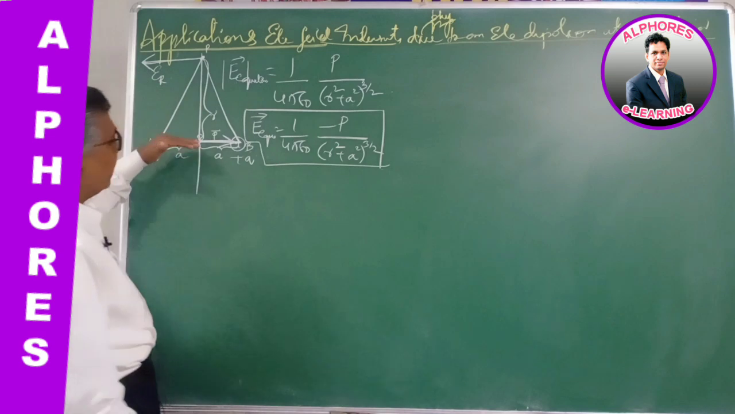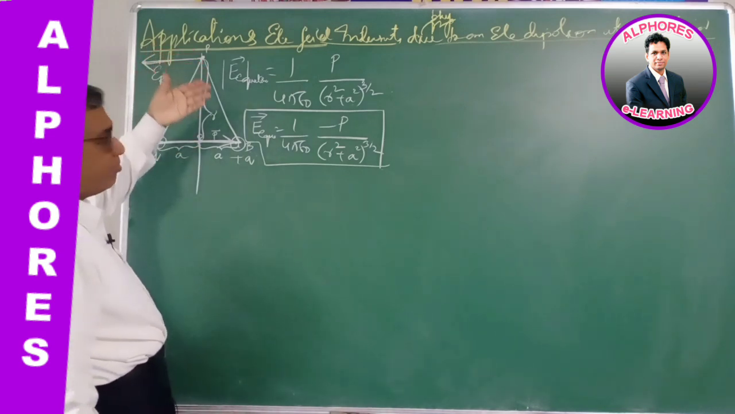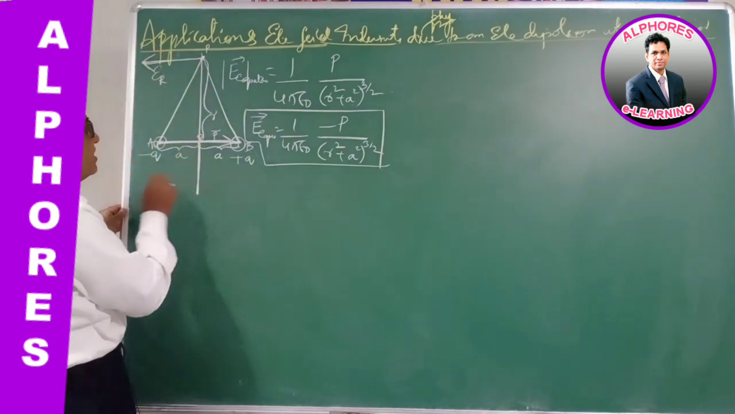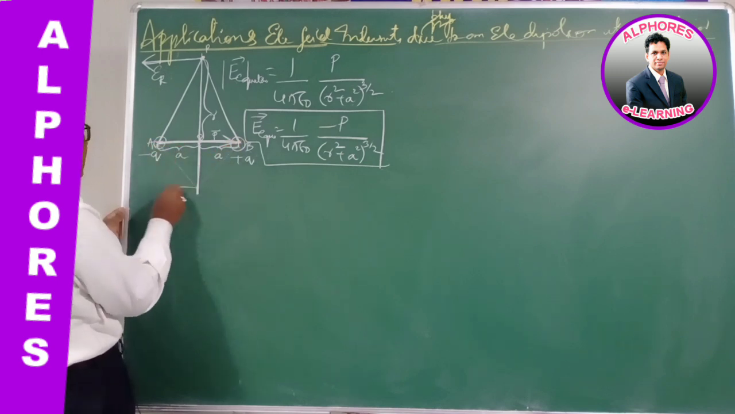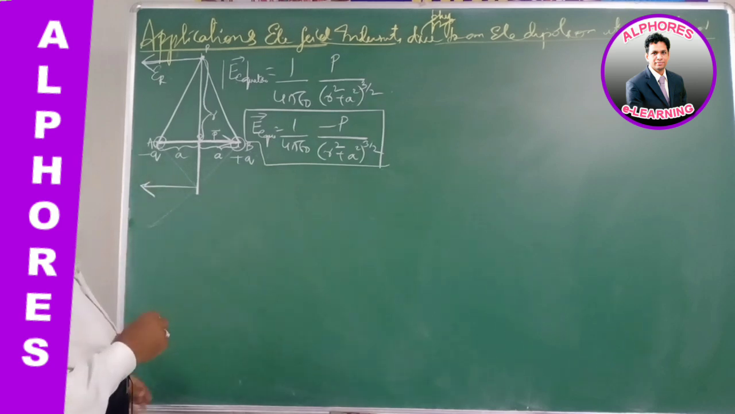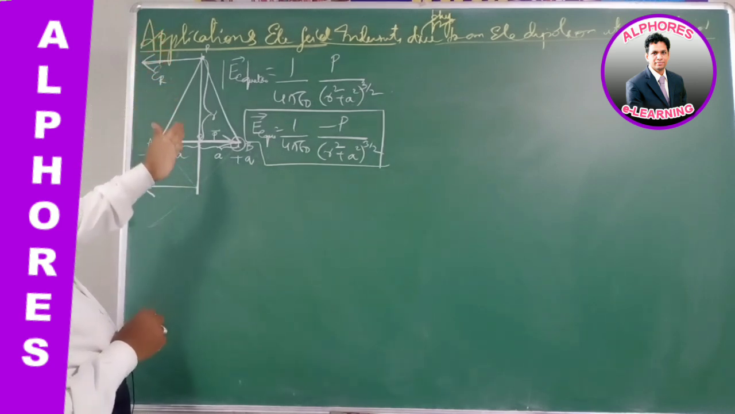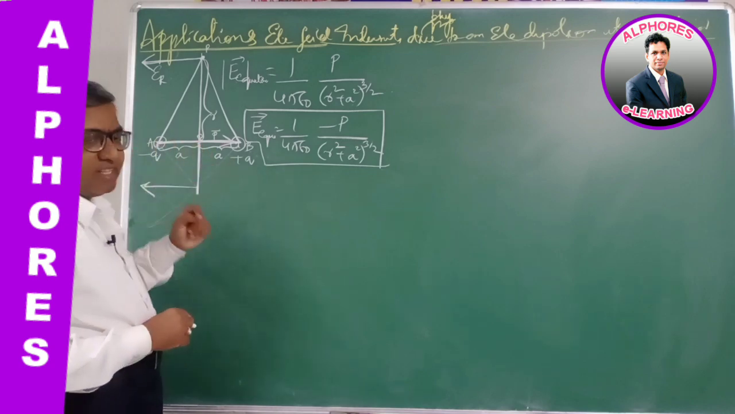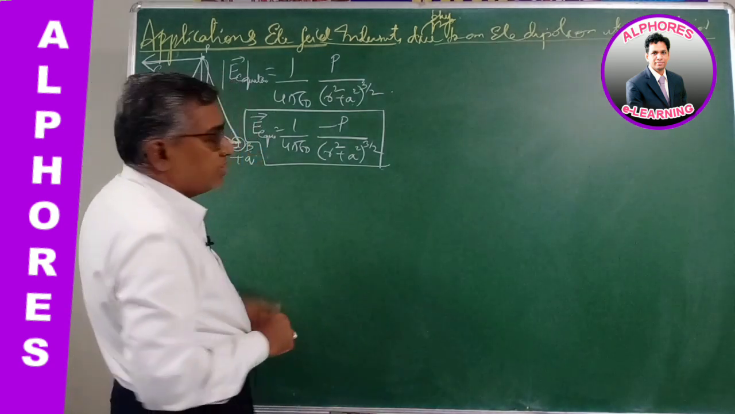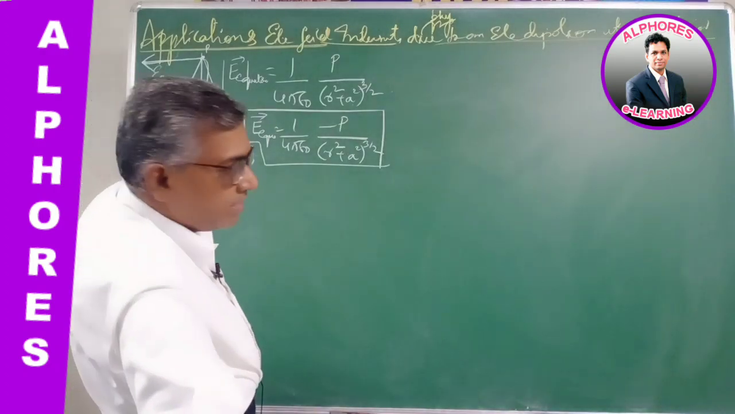So vectorially this is the formula for the electric field intensity. Whether you take the point on the upper side of this dipole or on the lower side, the positive charge will repel, the negative charge will attract, and the resultant field will be in this direction. So at any point on the equatorial line, the resultant field strength will be parallel to the line joining the charges, but opposite to the dipole moment of the electric dipole.